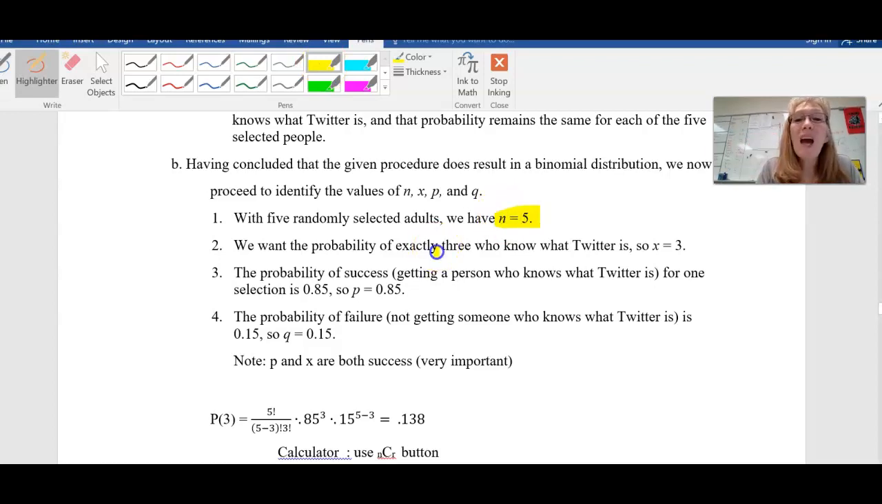The probability of exactly 3. So 3 is the X. How many times do I want them to know what Twitter is? Success is P equals 0.85, which means failure is 1 minus 0.85, which is how we come up with 0.15. And remember, failure is always Q.